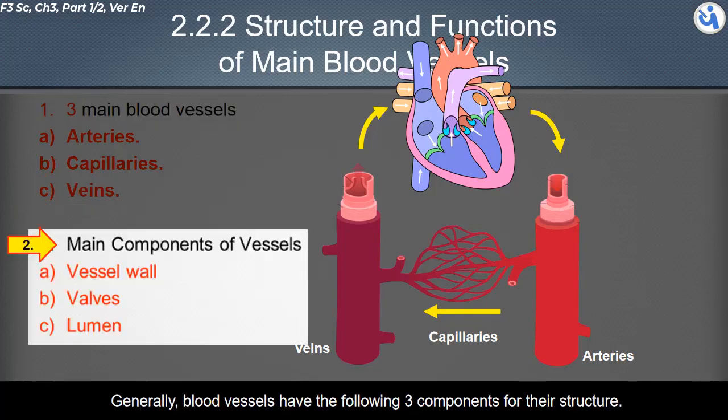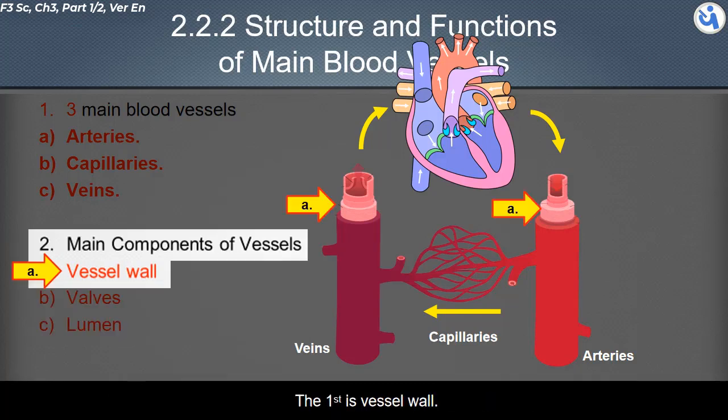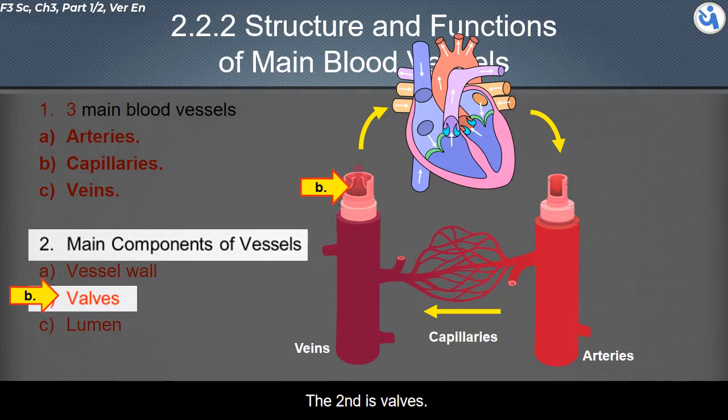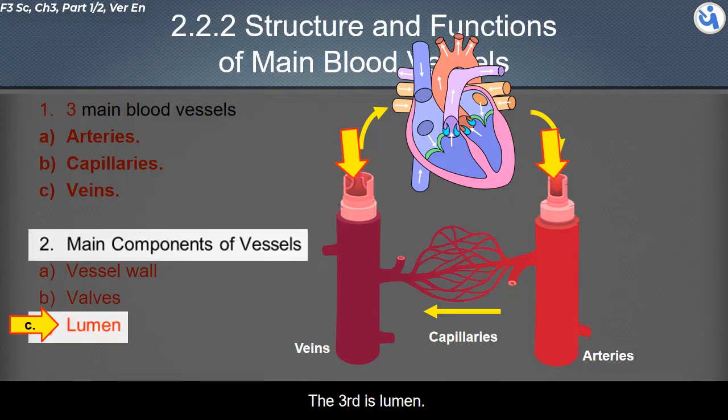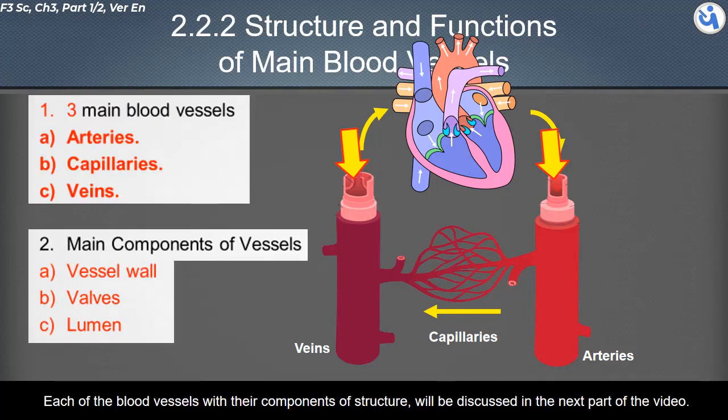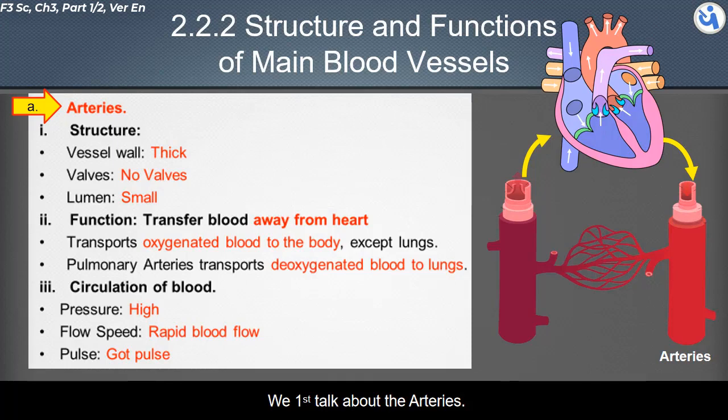Generally, blood vessels have the following three components for their structure. The first is the vessel wall. The second is valves. The third is lumen. Each of the blood vessels, with their components of structure, will be discussed in the next part of the video. We first talk about the arteries.